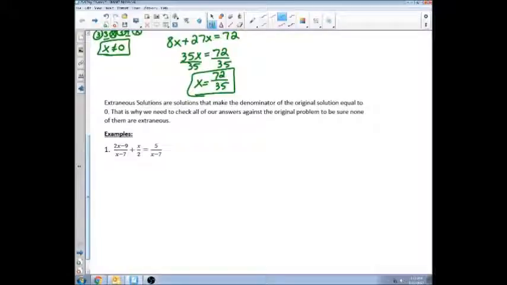If it is the same as my restriction, then my answer would not be good. That is why we need to check all of our answers against the original problem to make sure none of them are extraneous. We'll talk about that again in a second.